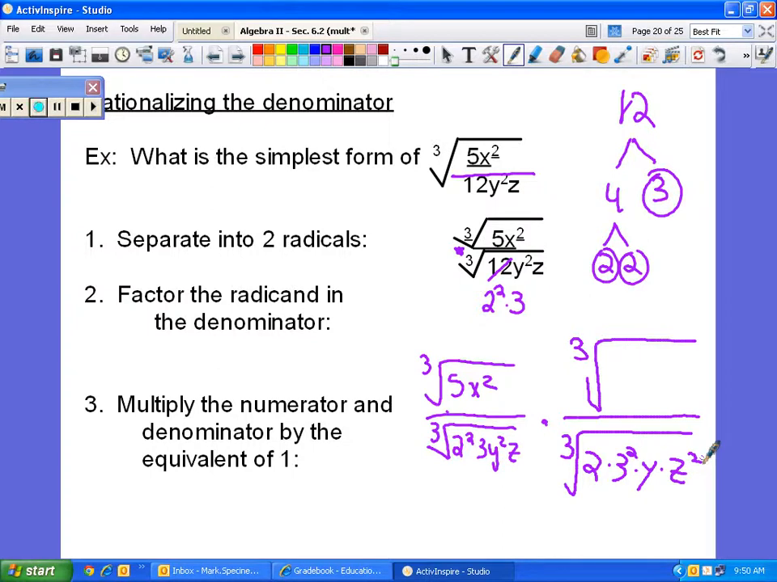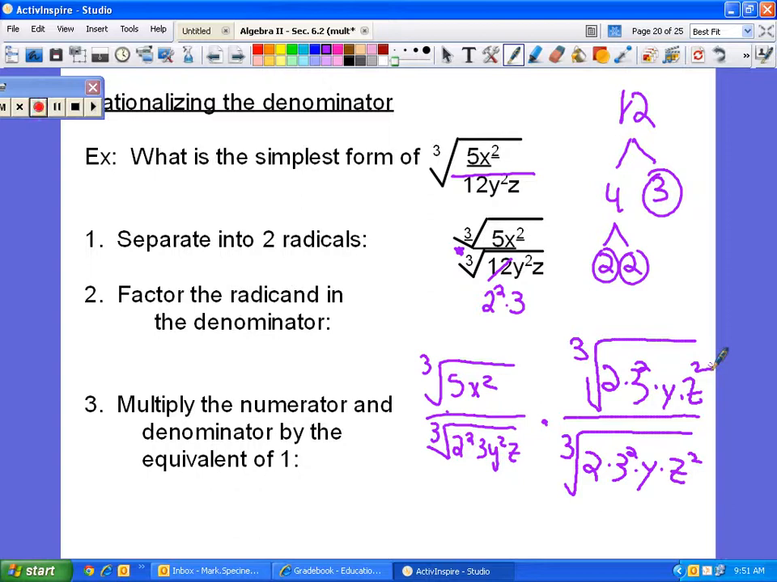2 z's. Yes. Okay. Now, remember, what I want to do is multiply by the equivalent of 1. So whatever I write in the denominator, I'm also going to write in the numerator. Anything that I write down here in the denominator gets written in the numerator as well.